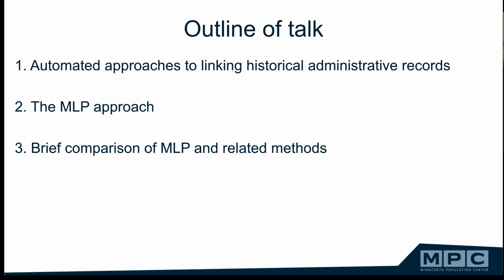I encourage you, if you are interested in the MLP method and what we've been doing, to go to where you download the data and actually download the working paper that we've written that outlines the method in much greater detail than I'm able to do during this hour.